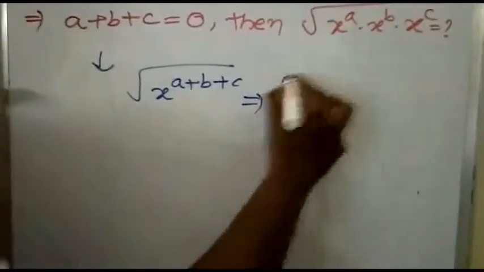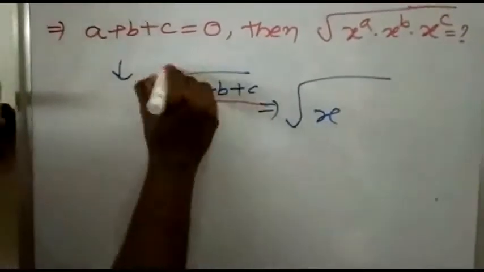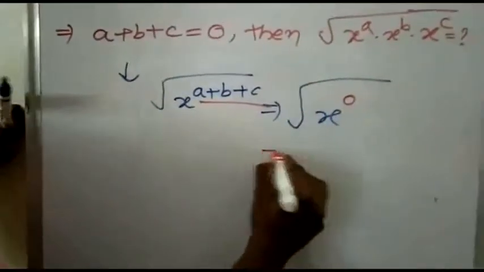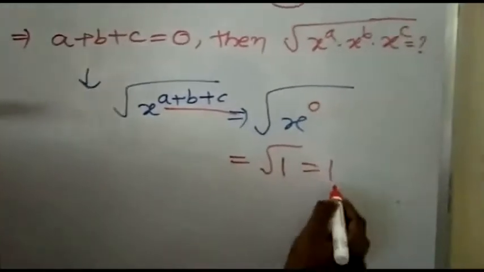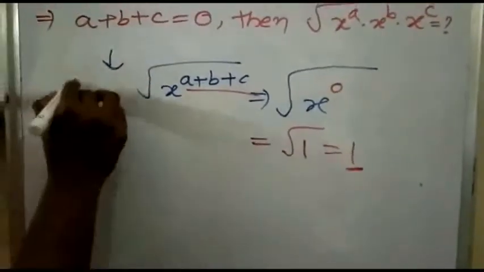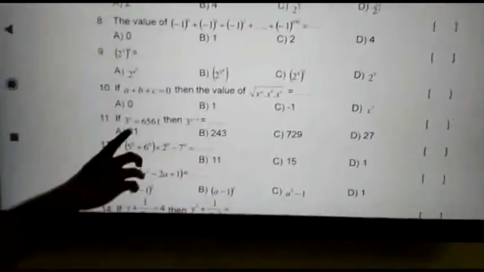What is x power a plus b plus c? a plus b plus c is 0. x power 0 means 1. Square root of 1 is 1. Directly, option B is the answer. Option B is the answer. 1 is the answer. Going to the next question.